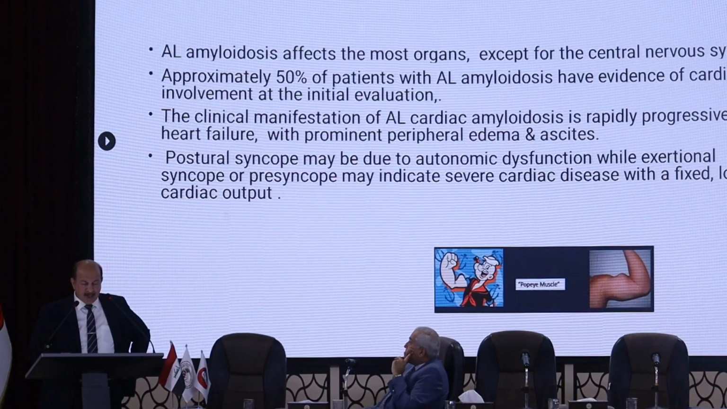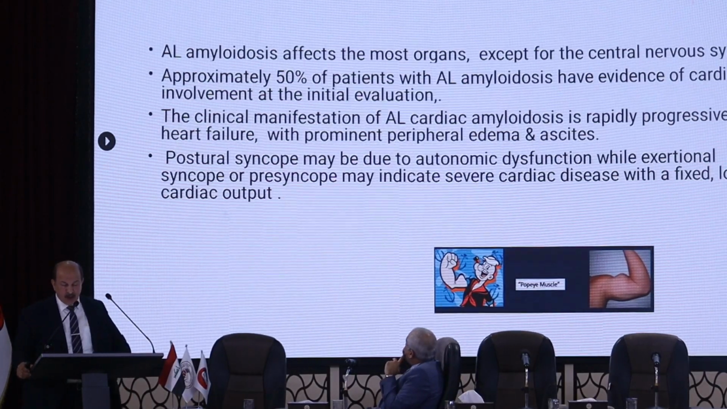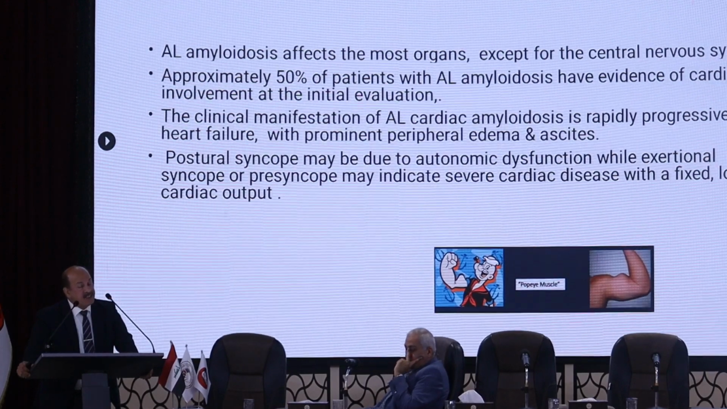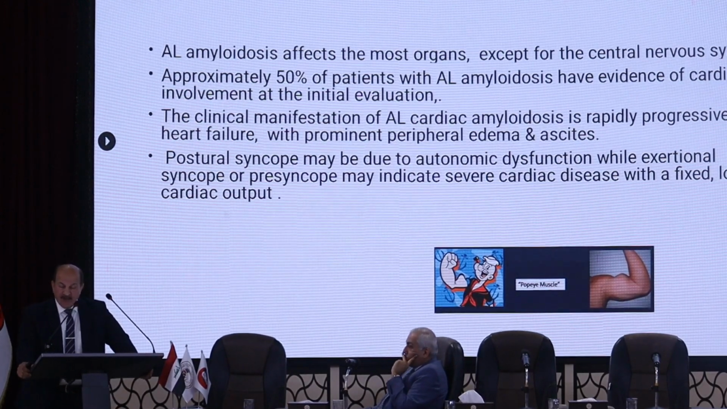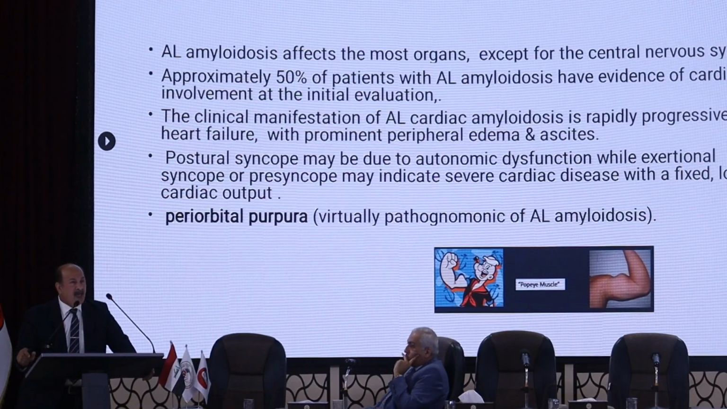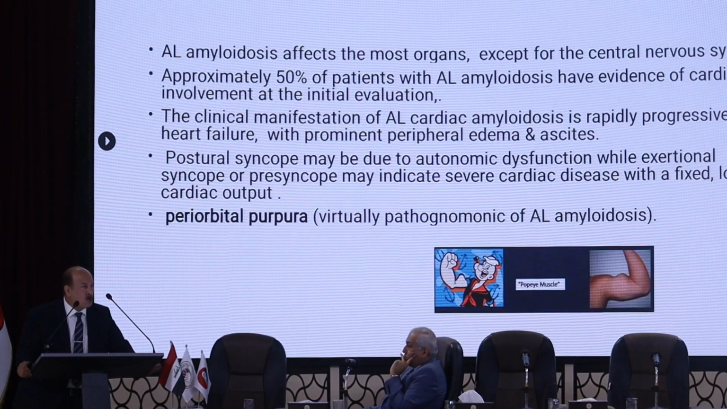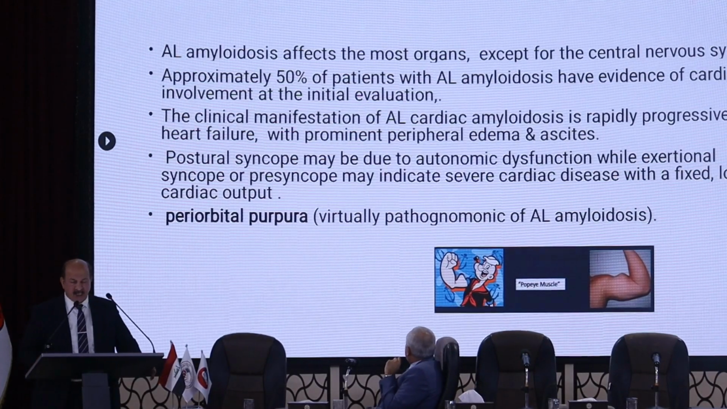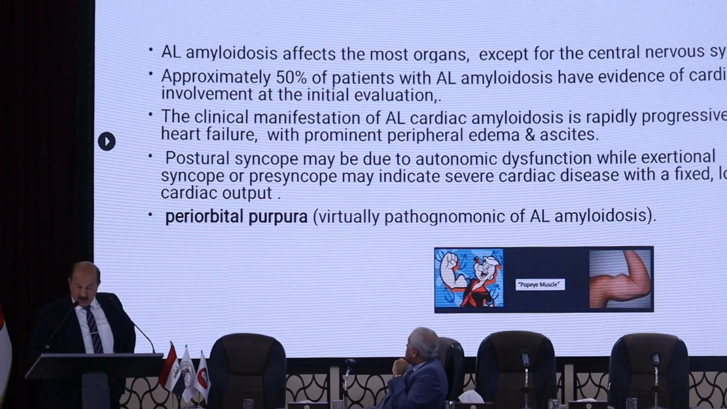Postural syncope may be due to autonomic dysfunction in this patient, while exertional syncope may indicate severe cardiac disease with fixed low cardiac output. The characteristic feature of AL amyloidosis, which is considered a pathognomonic sign, is that we see the patient with what's called periorbital purpura. You have to think this patient has AL amyloidosis. It's a pathognomonic sign for the diagnosis of AL amyloidosis.